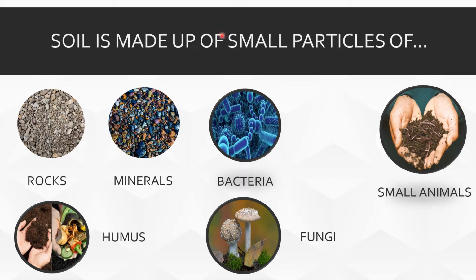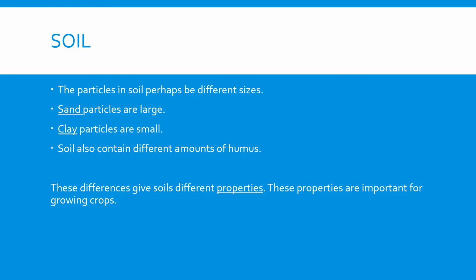Soil is made up of small particles of rocks, minerals, bacteria, small animals, fungi, and humus. Humus is the remains of dead plants and animals, and this is sometimes called organic matter. The particles in soil may be different sizes. Sand, for example: the particles of sand are large, while the particles of clay are small.